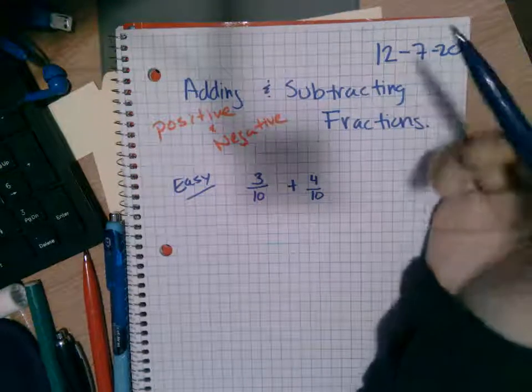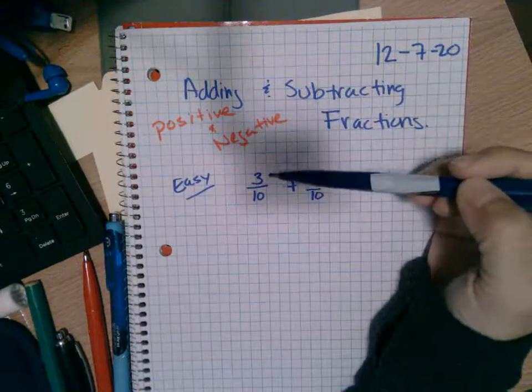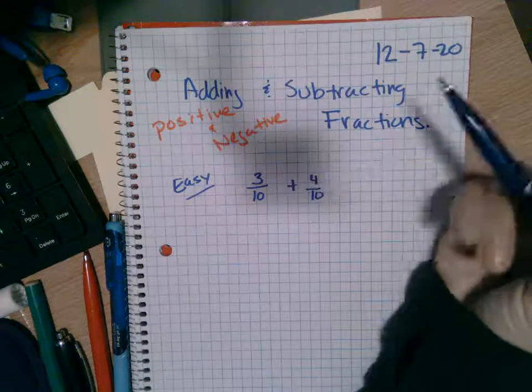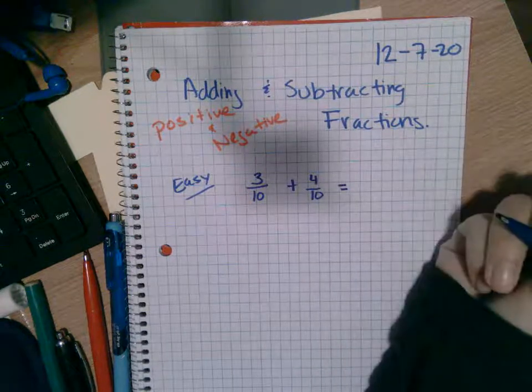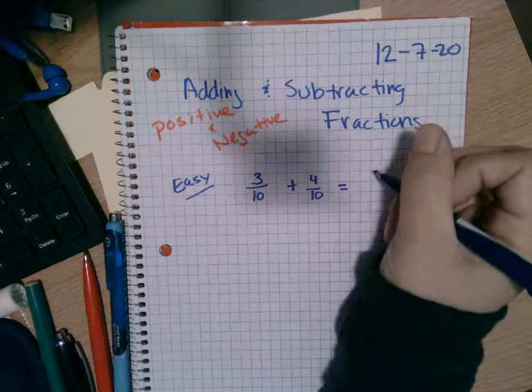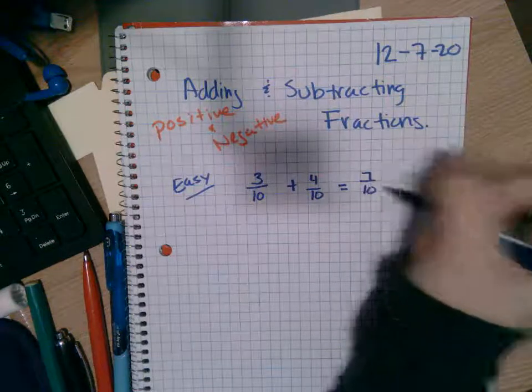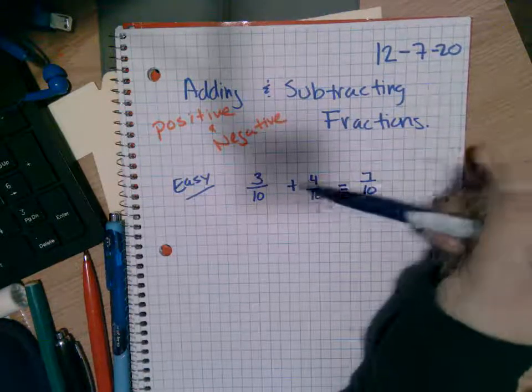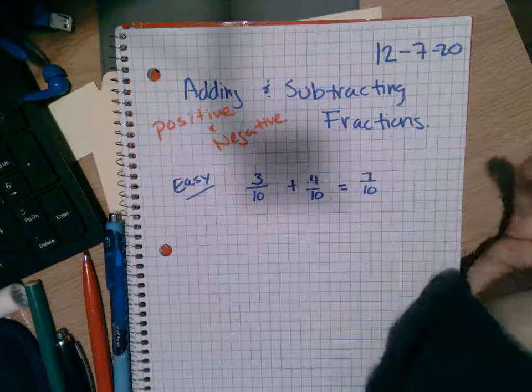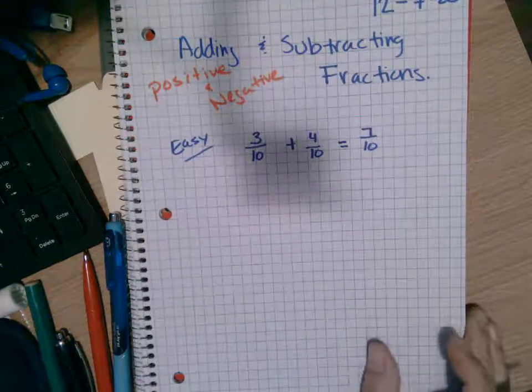All right. So back in elementary school, when life was so easy, 3/10 plus 4/10. What did you guys get? 7/10. 3/10 plus 4/10 is 7/10, right? Your teacher told you don't add the denominators, just add the numerators, right? Life was so easy.